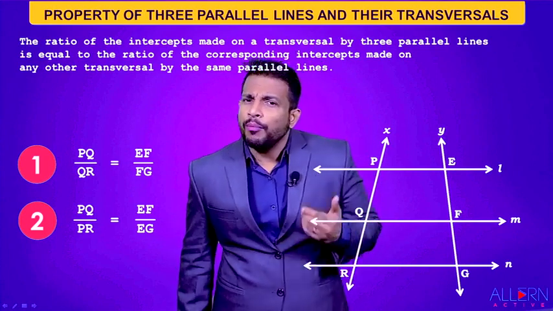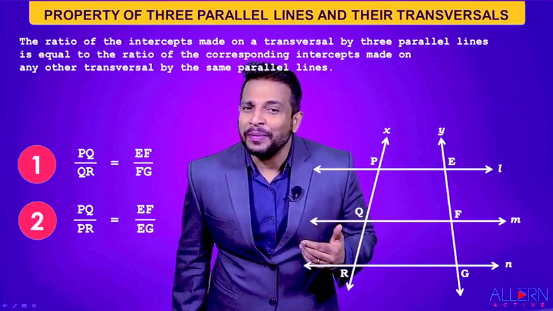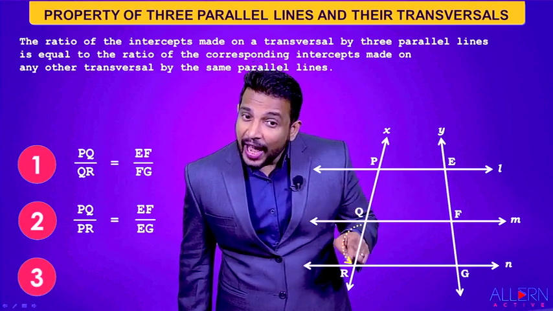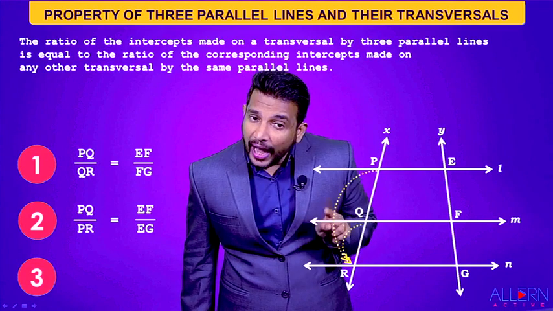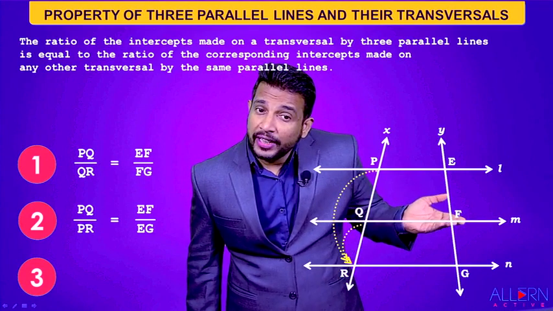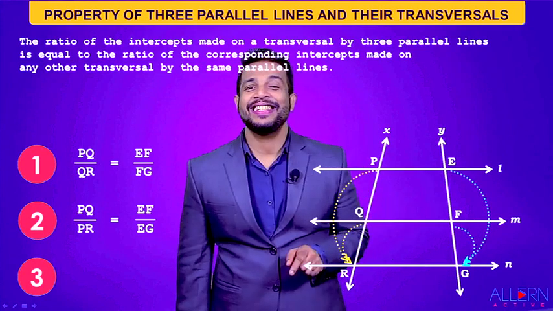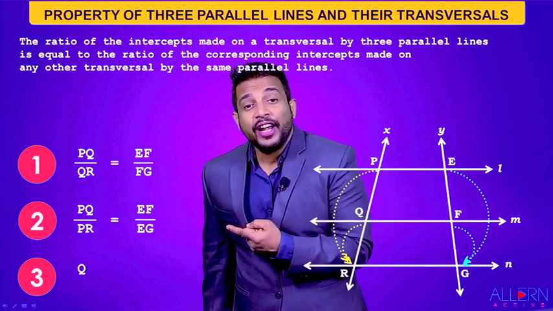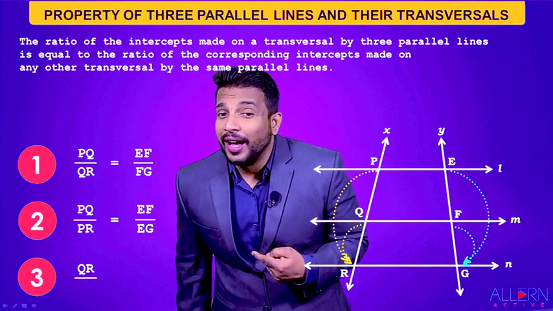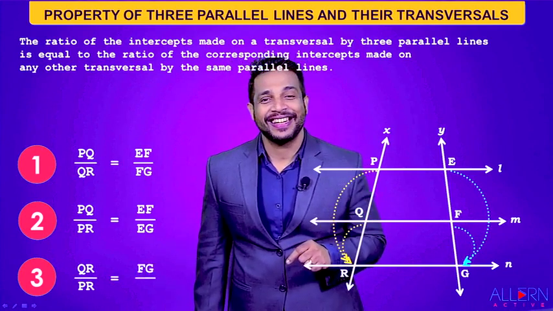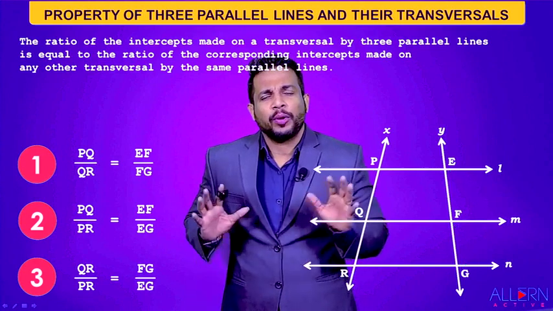Now, can we have one more possibility here? Yes, we can have. If we take PR and QR, so if we take QR and PR, what is its corresponding there? It is nothing but FG and EG, isn't it? So what is the ratio we write? We write QR upon PR is equal to FG upon EG, isn't it? Wasn't that easy? This is what the property says.